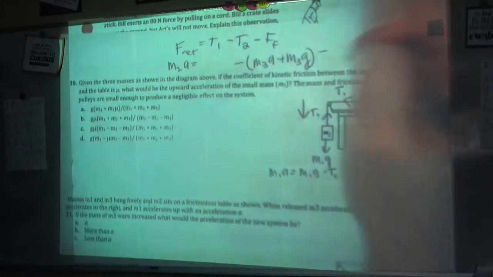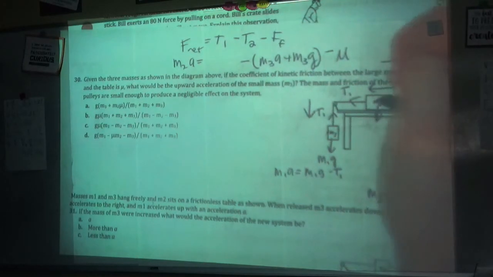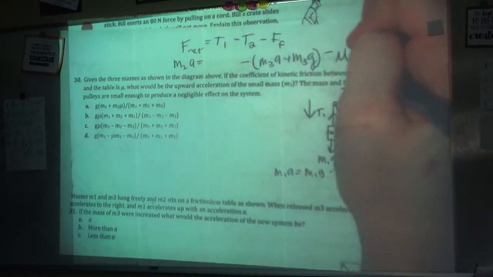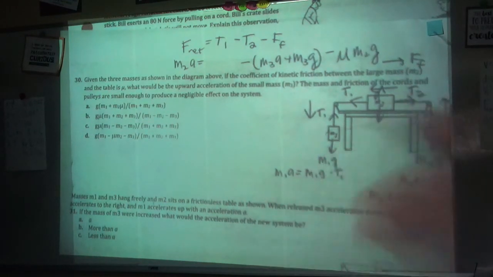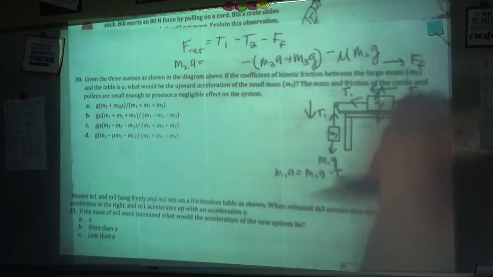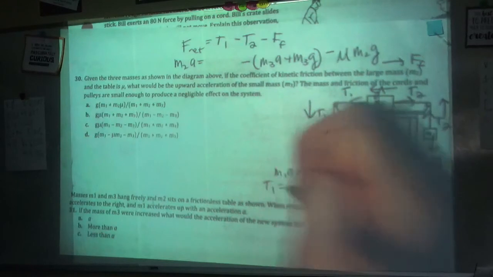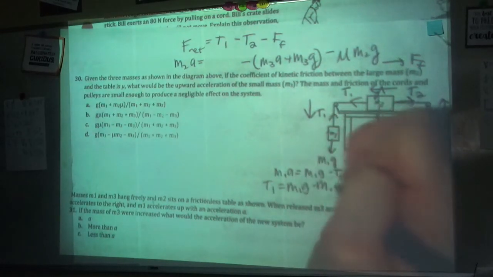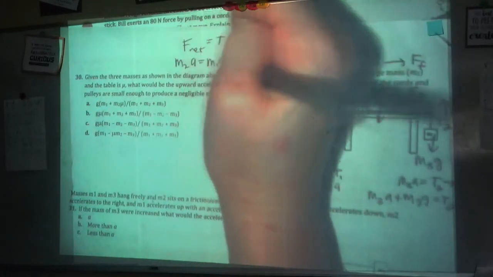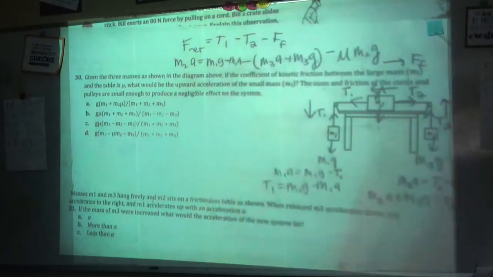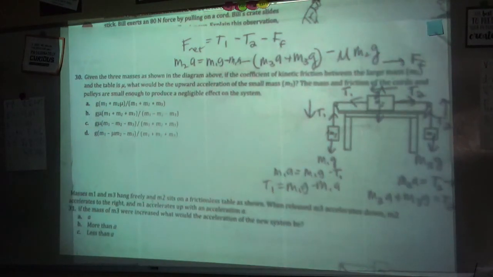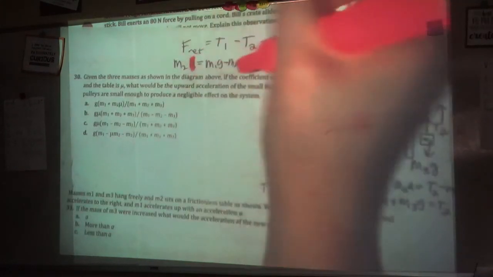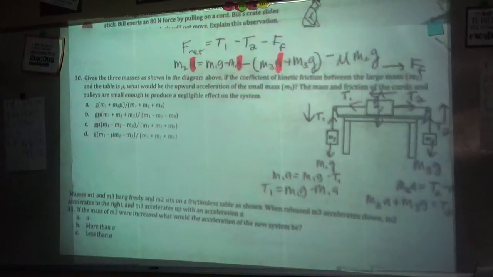Minus force of friction would be mu times the weight of this one, which is just M2g. And then T1, I would add this over and subtract over. So T1 is M1g minus M1a. So M1g minus M1a. And now we are trying to solve for, what am I trying to solve for? A? Yeah. So I have an a here, I have an a here, and I have an a here. So we move all the a's to one side.